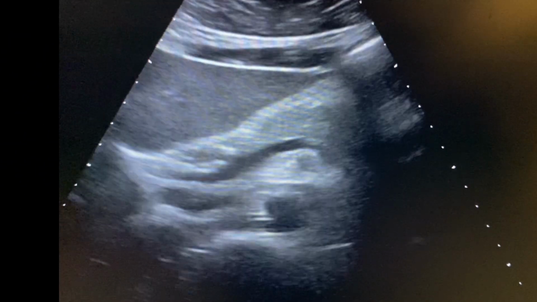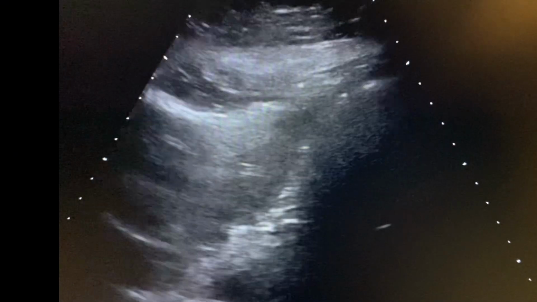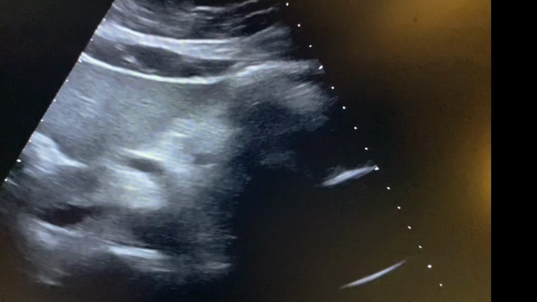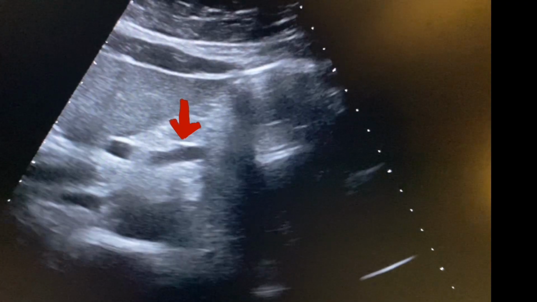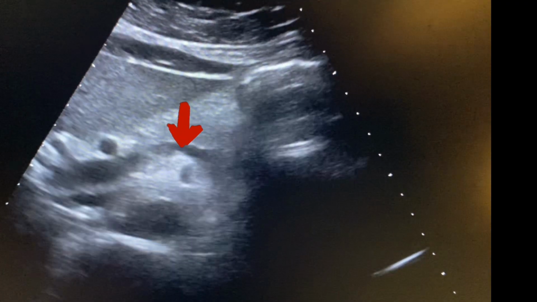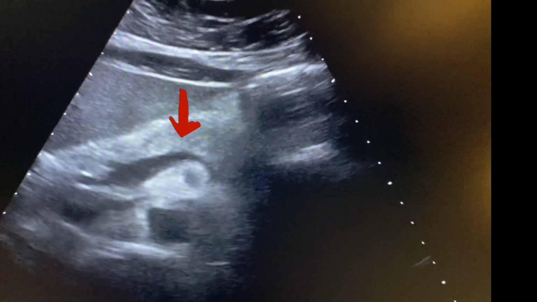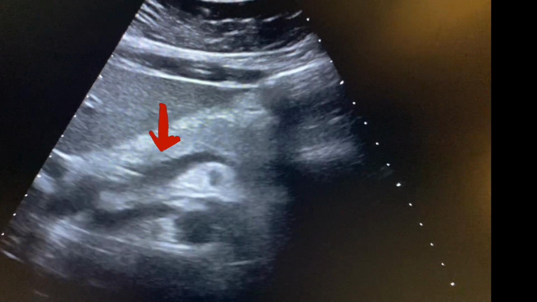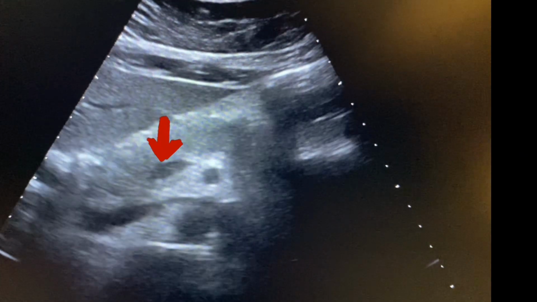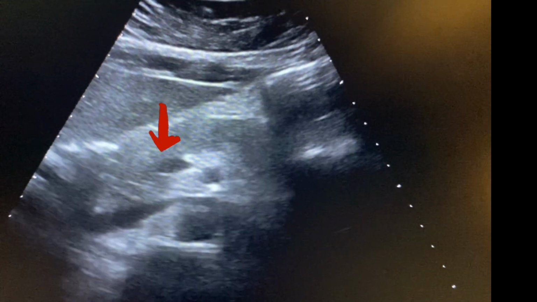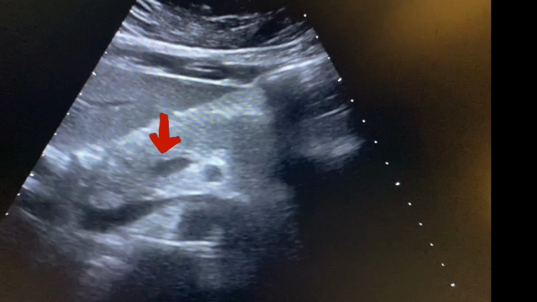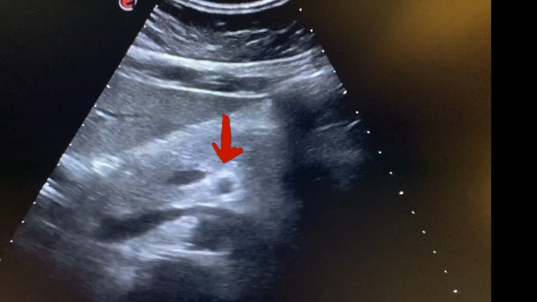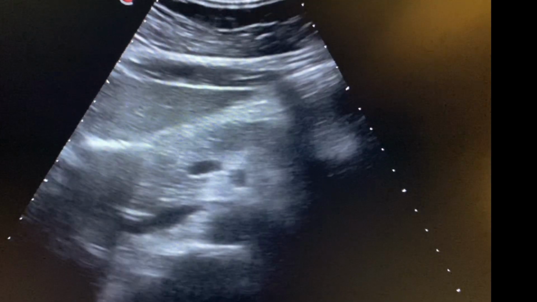Now we start ultrasound of pancreas. Here we see a splenic vein and confluence of superior mesenteric vein and splenic vein. Here the superior mesenteric vein and splenic vein unite to form a portal confluence. This is a superior mesenteric artery.